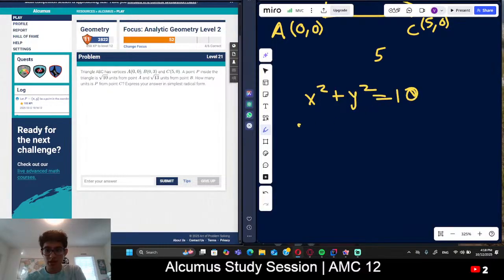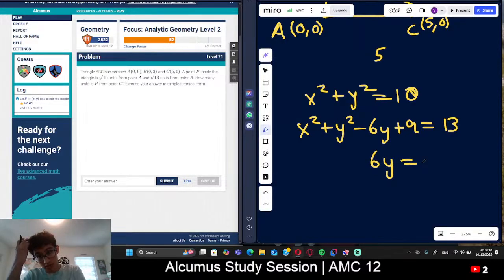What is the other one? It's x squared plus y squared minus 6y plus 9 is equal to 13. And so if we subtract these now, what we'll get is that 6y is equal to 6, so y equals 1. Yeah, that's what I meant. y equals 1.